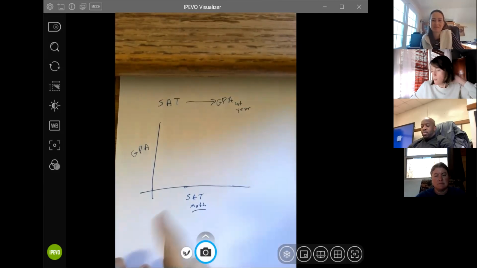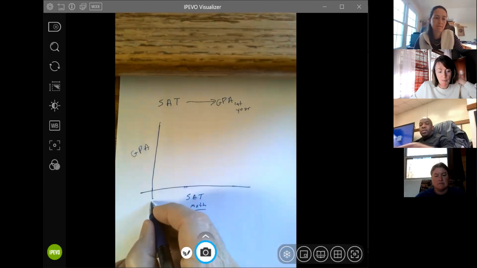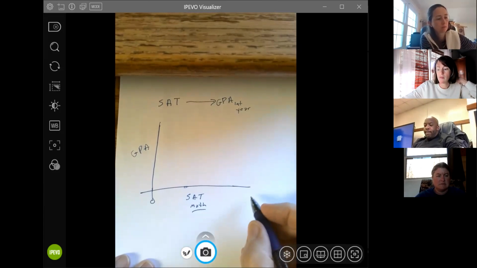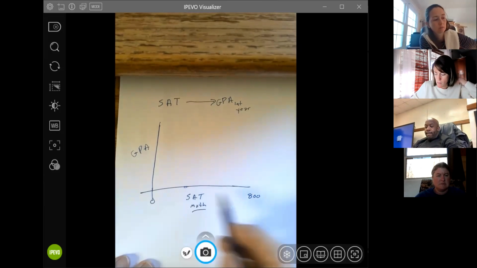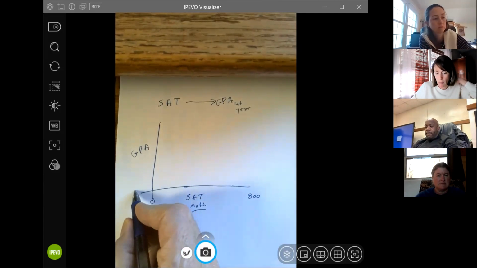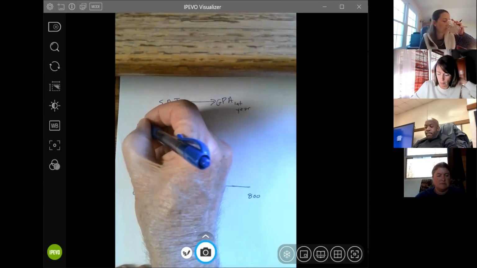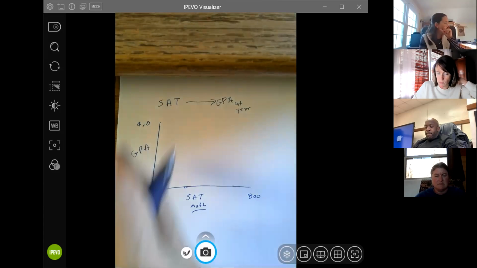And so on this axis here, we would have 0 at the bottom, at the top it would be 800, and then we would have an interval scale across here. And GPA would be down here at 0 and up here at, say, 4.0. And we'd have an axis of interval distribution along the way.